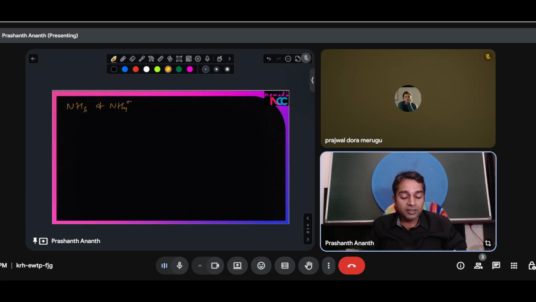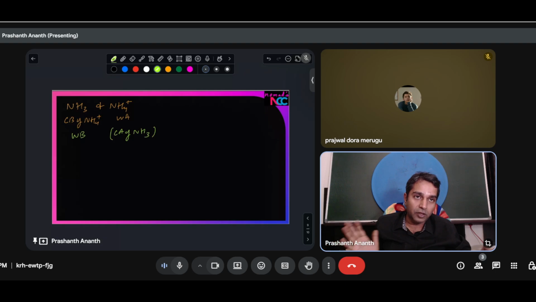If I consider this as my weak acid, this becomes the conjugate base of NH4 plus. Or if I consider this as my weak base, this will become the conjugate acid of ammonia. Technically both are the same. If the solution is going to be the same, both are technically representatively the same, both mathematical models should work the same way. They do give the same result.